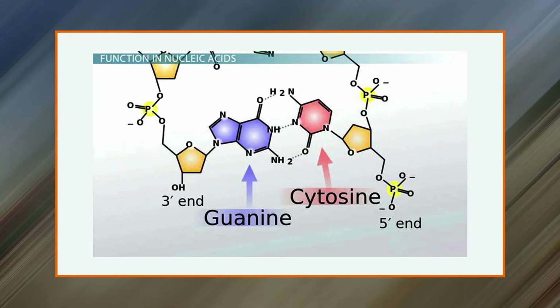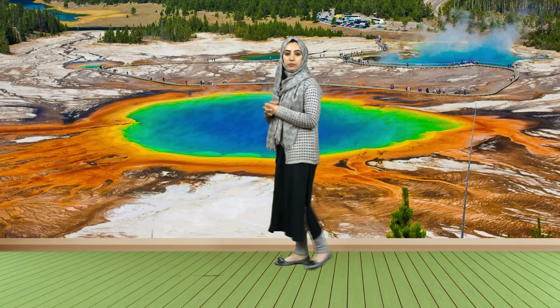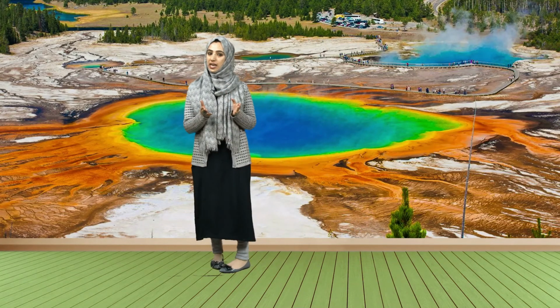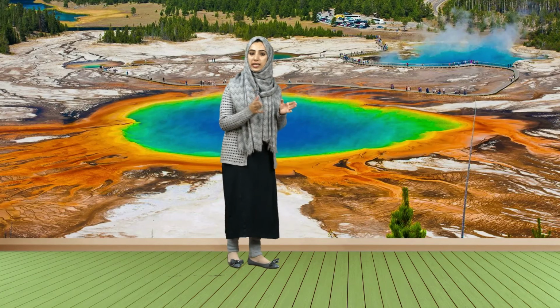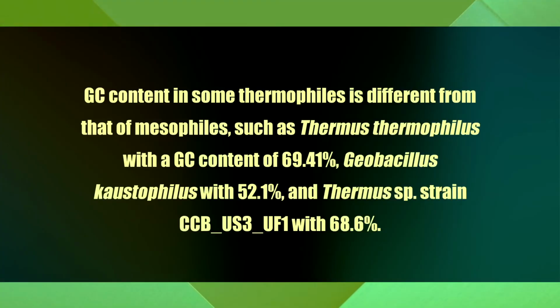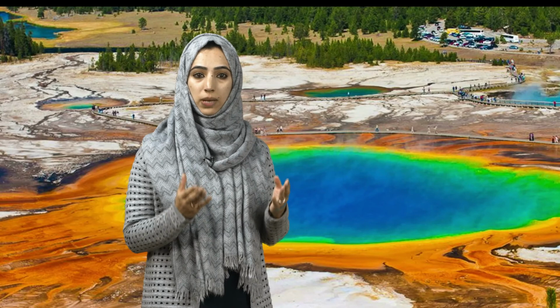Although the content of guanine and cytosine in the genome are important indicators of DNA stability, large-scale genomic comparisons between the thermophiles and the mesophiles have been conducted to evaluate the nucleic acid compositional differences. The GC content in some thermophiles is different from that of mesophiles, such as Thermus thermophilus with a GC content of 69.41%, Geobacillus kaustophilus with 52.1%, and Thermus species strain with 68.6%.